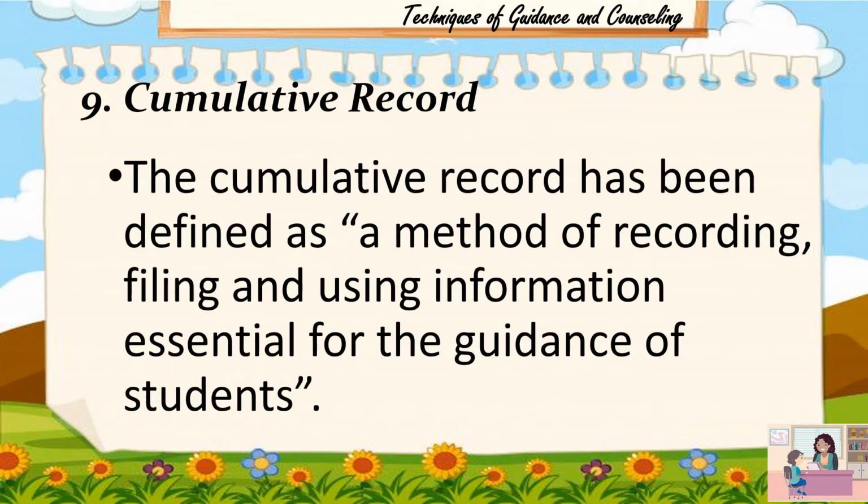Cumulative record. The cumulative record has been defined as a method of recording, filing, and using information essential for the guidance of students. It is a record of information concerned with the appraisal of an individual student. The information which is obtained periodically through various sources, techniques, tests, interviews, observations, case study, and the like is assembled in a summary form on a cumulative record card so that it may be used when the student needs advice for the solution of some educational or vocational problem.